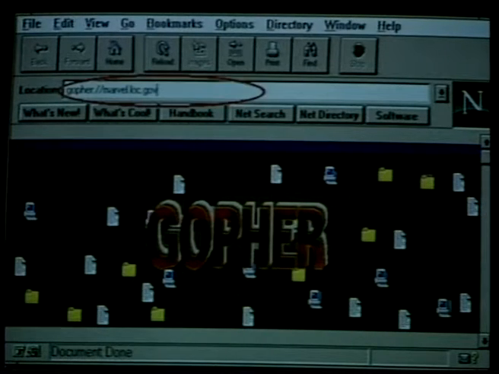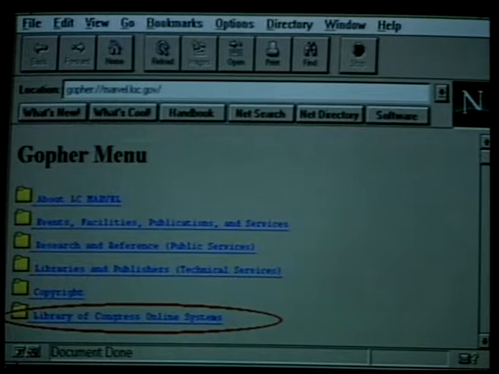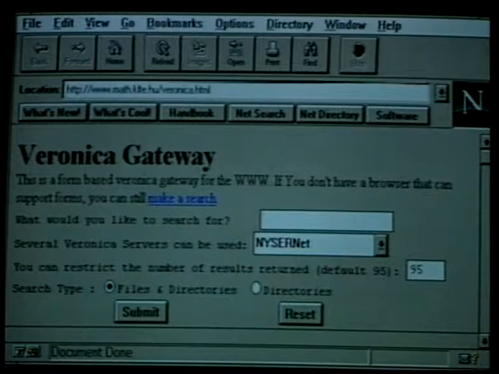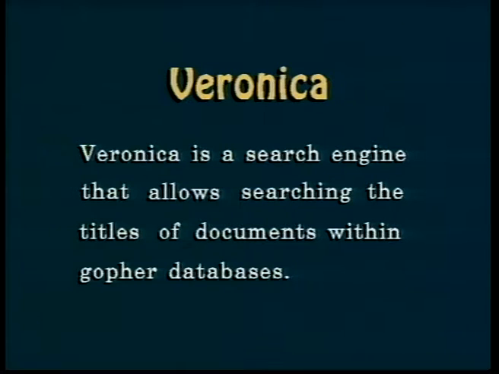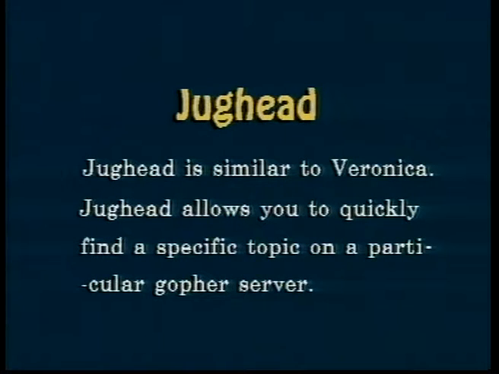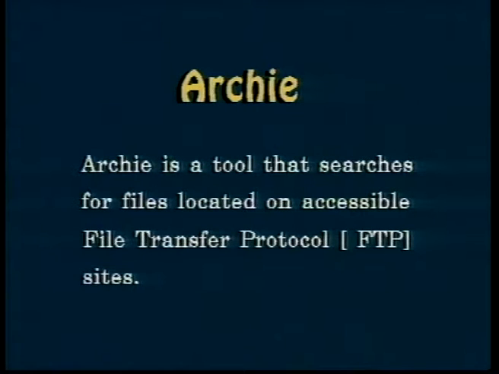Among the oldest technologies on the internet are utilities like Gopher, Veronica, Jughead, and Archie. Gopher allows you to search geographically by clicking on the links and jumping from Gopher site to Gopher site. Veronica is a search engine that allows searching the titles of documents within Gopher databases. Jughead is similar to Veronica. Jughead allows you to quickly find a specific topic on a particular Gopher server. Archie is a tool that searches for files located on accessible file transfer protocol, FTP sites.